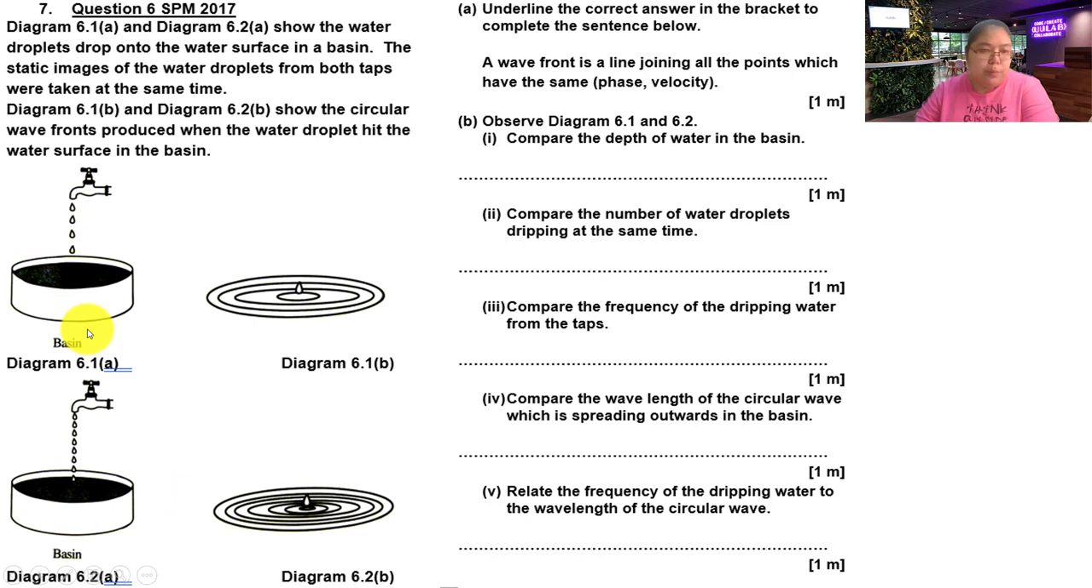We find both basins should be the same size, the water volume is also the same, then the droplets should be different. The frequency of the droplets in 6.2A is more than 6.1A. You see the droplets are closer, and this one is further. We compare the circular waves. In 6.2B, the circles are closer. Circles closer means the wavelength becomes shorter. This one, the wavelength is further. So from here we can conclude, when the frequency increases, the wavelength decreases.